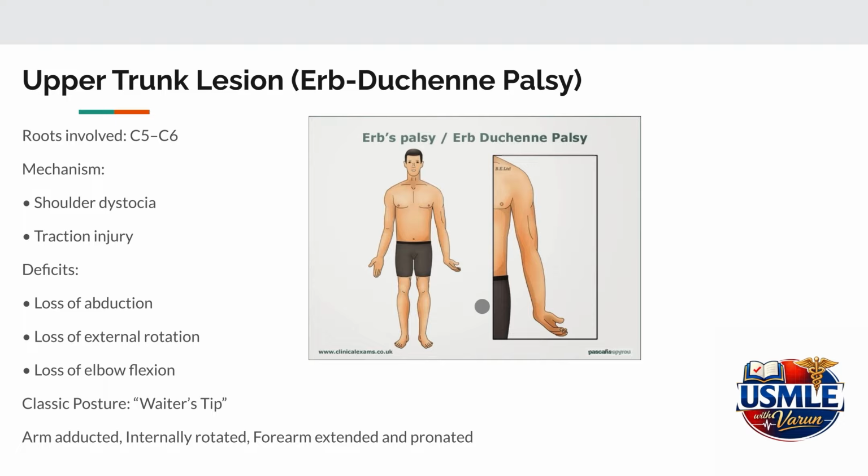So the waiter's tip is characteristic with the arm adducted. Arm adducted means it is more towards the midline of our body, internally rotated, and the forearm is extended. This is called the waiter's tip deformity. Arm adducted, internally rotated, forearm is extended and pronated.